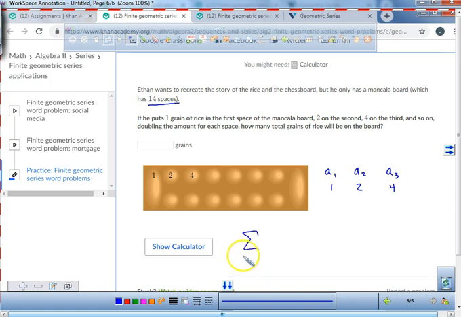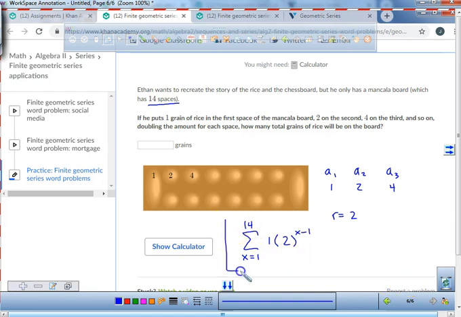Okay, I'm going to say x equals 1. We're going to be doing 14 spaces, so I'm going to put 14 right here, so we have a total of 14 spaces. Our very first term, our A1 value is 1, and what's happening every single time? What's our R value, our common ratio? Being multiplied by 2. Being doubled. And then over here, we're going to put x minus 1, just like that.